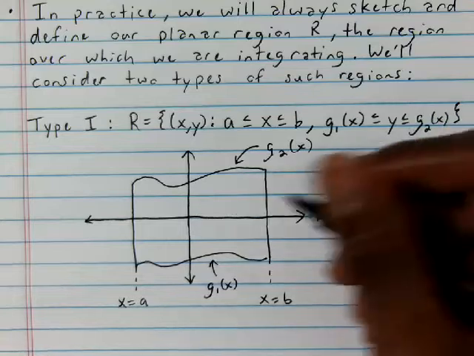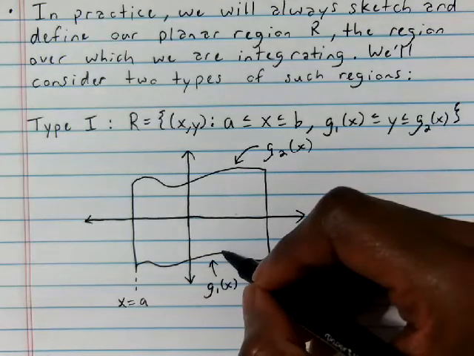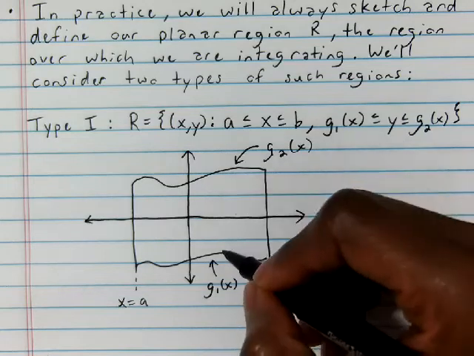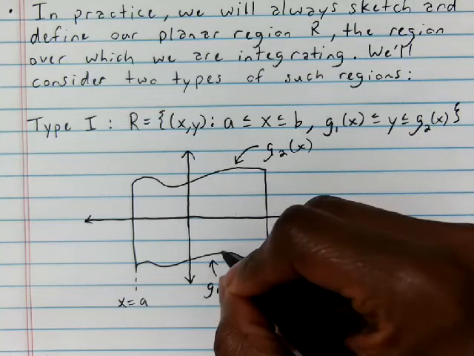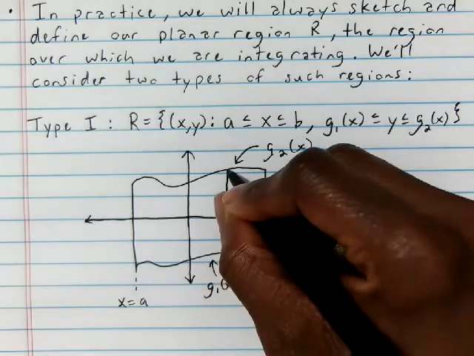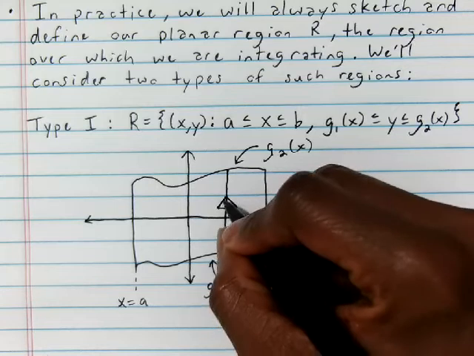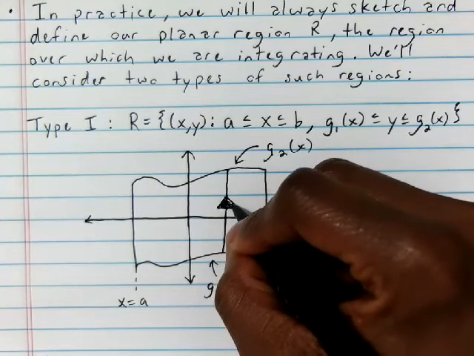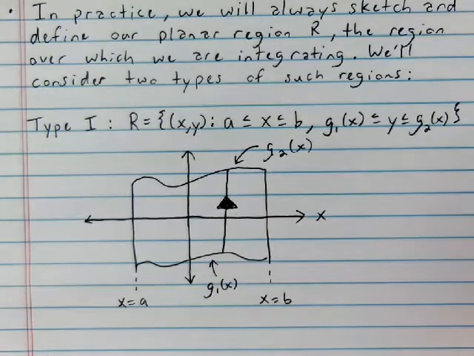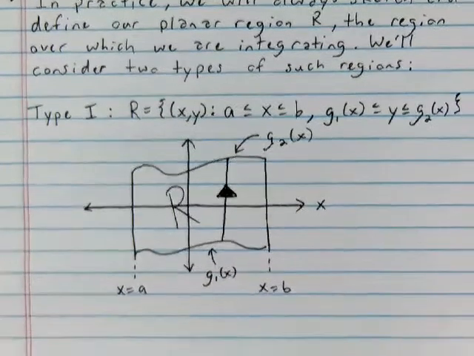And then I always sketch an arrow in our region for which direction we go from function to function, and we're always going to move in the positive direction. So we are going from function to function in this direction. So a type 1 region is where you're going from function to function in the positive y direction. And this is our region R. All right, so that's a type 1 region.